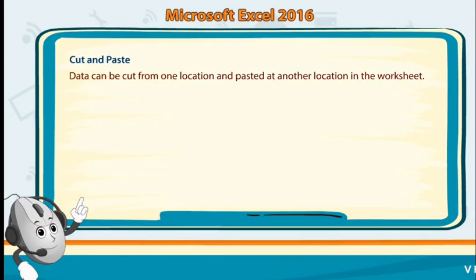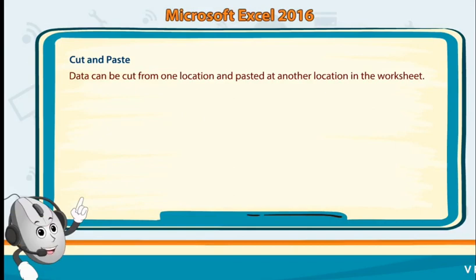Next is cut and paste. Cut and paste means data can move from one location to another location. कॉपी और पेस्ट में क्या होता है, उसकी कॉपी क्रिएट होती है. कट और पेस्ट में ऐसा नहीं होगा. कट और पेस्ट में क्या होगा, जिसको आपने कट किया वो वहाँ से रिमूव हो जाएगा और जहाँ पे आप उसको पेस्ट करेंगे वहाँ पे एक नए लोकेशन पे वो पेस्ट होगा. जैसे देखते हैं इसको कैसे करते हैं हम लोग.